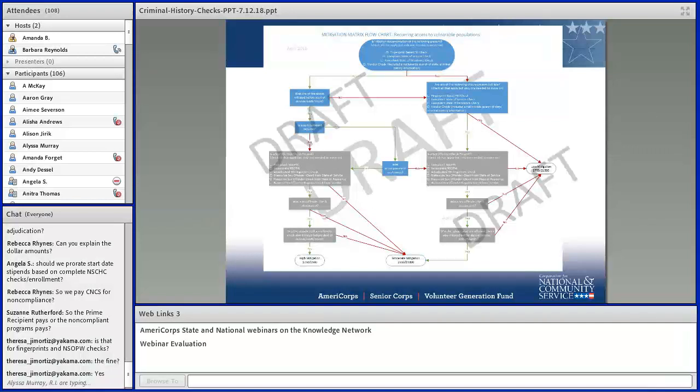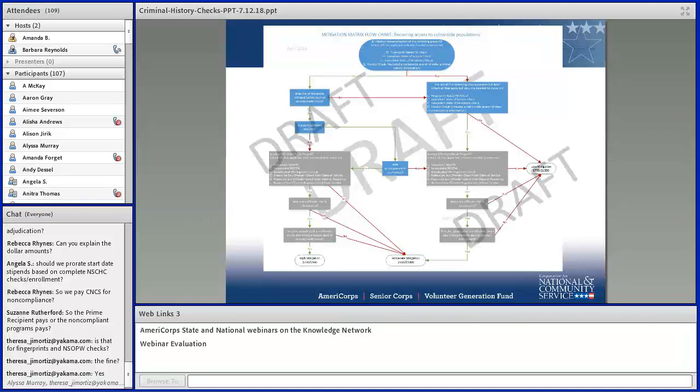So when I talk about criminal history checks or National Service criminal history checks, I'm talking about a host of things. It's going to be the three checks that you have to do, which is your NSOPW, two state checks, state of service and state of residence, and your FBI check, and then all of the documentation requirements tied to criminal history checks. So that could be verifying identities with a government issued photo ID. It could be getting consent from the person to do the checks. It can be the understanding that becoming an AmeriCorps member, or a staff member who's paid by CNCS dollars or match funds, is dependent on the results of the check. So it includes a whole host of things.